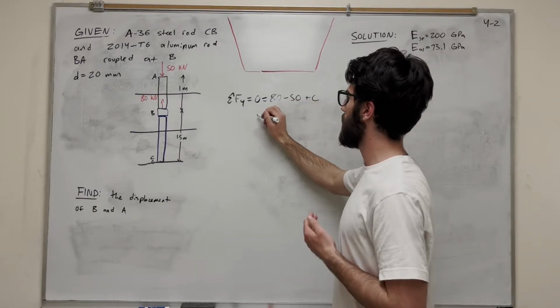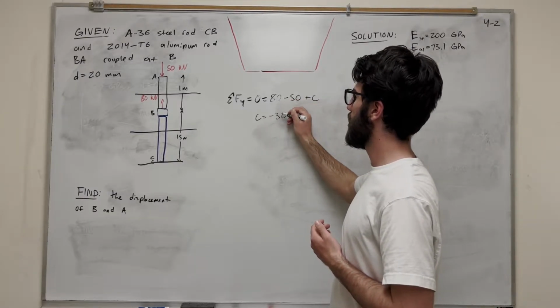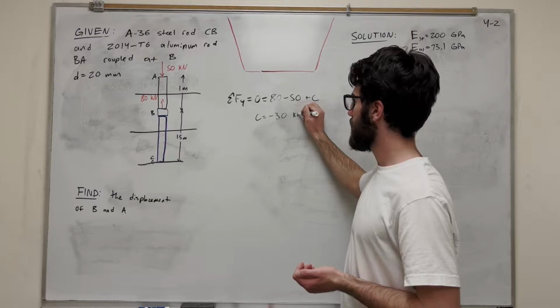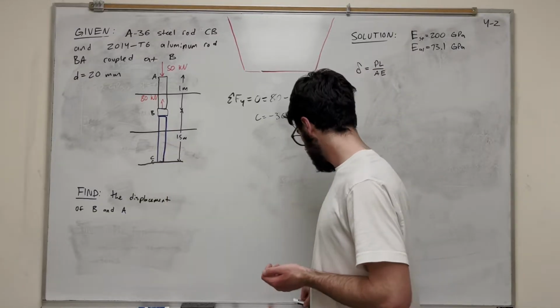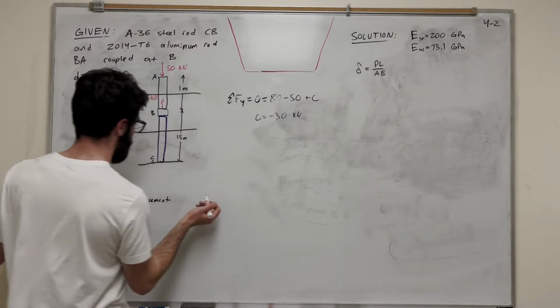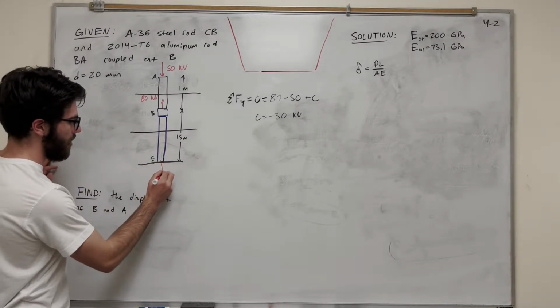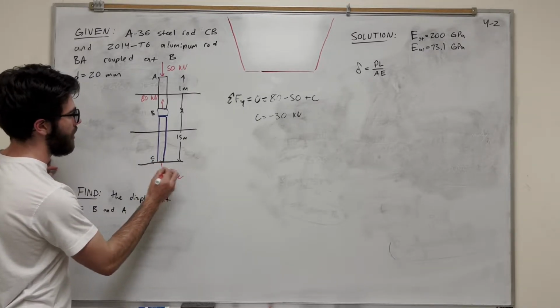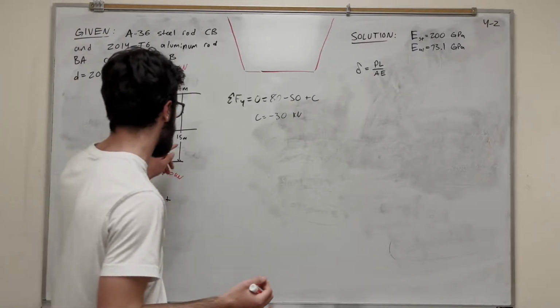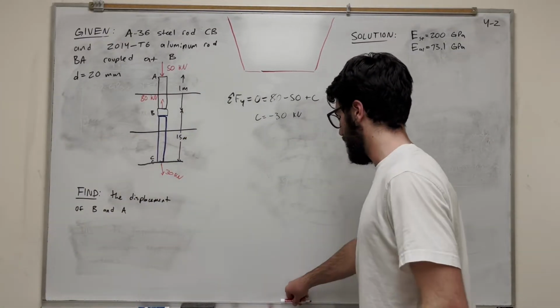So what's going to happen is we're going to get C equal to negative 30 kilonewtons, which means that C here is pushing downward. So C is holding this to the ground, actually. So it's 30 kilonewtons down. And that's going to be useful because now when we take our cuts, it's going to help us finish this.